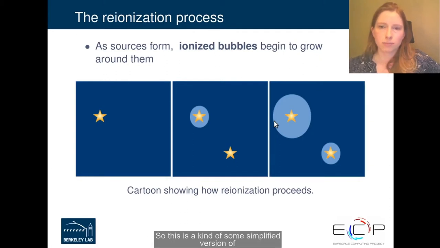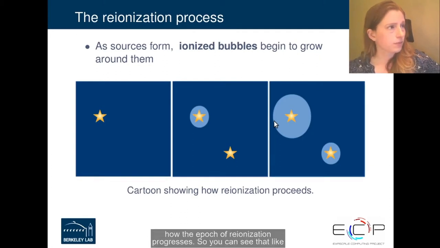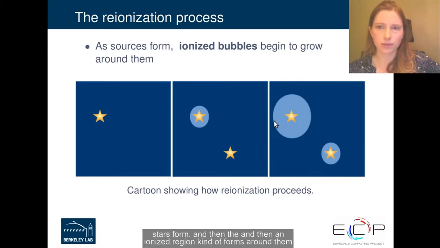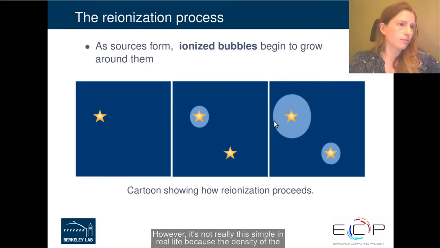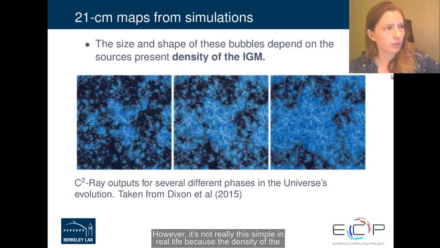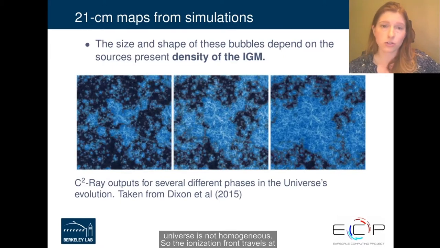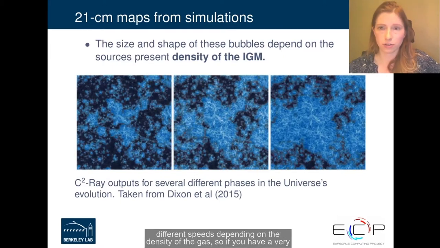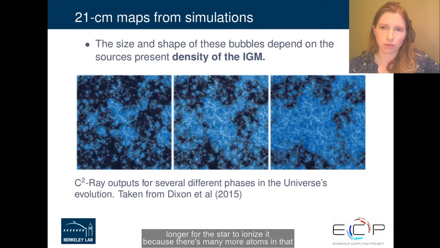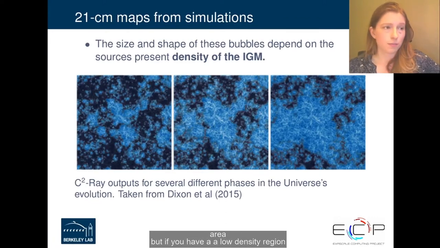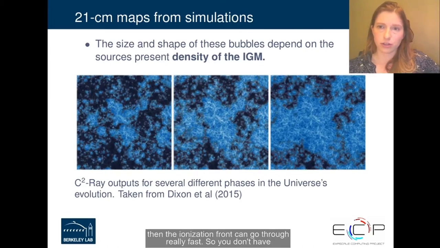So this is a simplified version of how the epoch of re-ionization progresses. You can see that stars form, and then an ionized region forms around them. And the longer they've been around, the larger the ionized region is. However, it's not really this simple in real life because the density of the universe is not homogeneous. So the ionization front travels at different speeds depending on the density of the gas. If you have a very dense region, the ionization takes a little longer for the star to ionize it because there's many more atoms in that area. But if you have a low density region, then the ionization front can go through really fast.